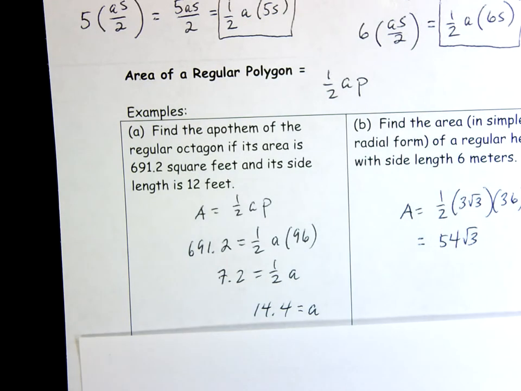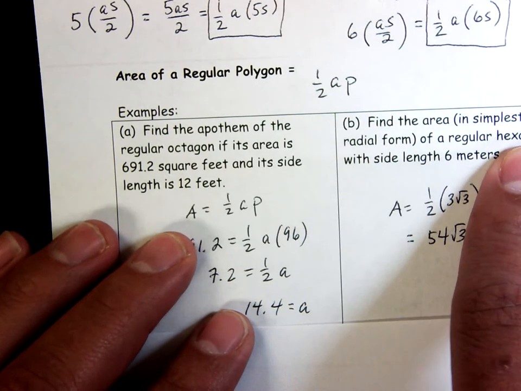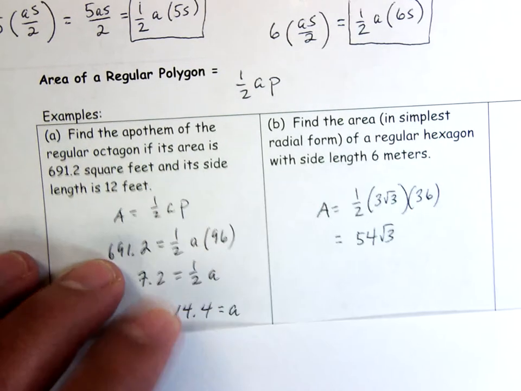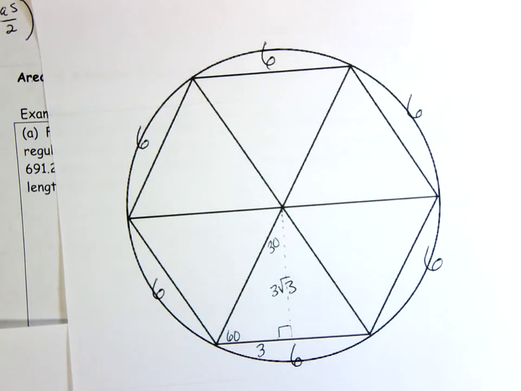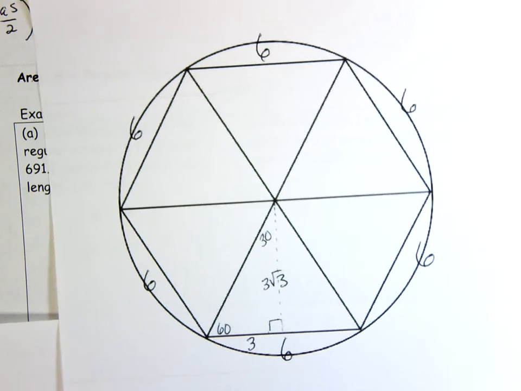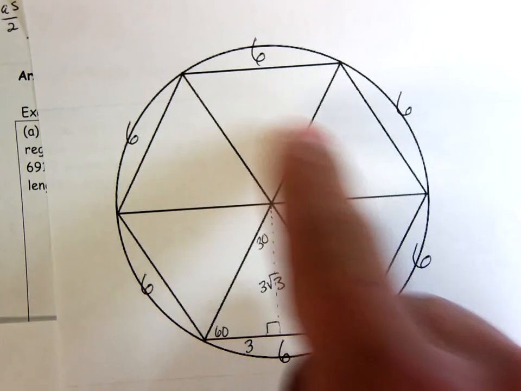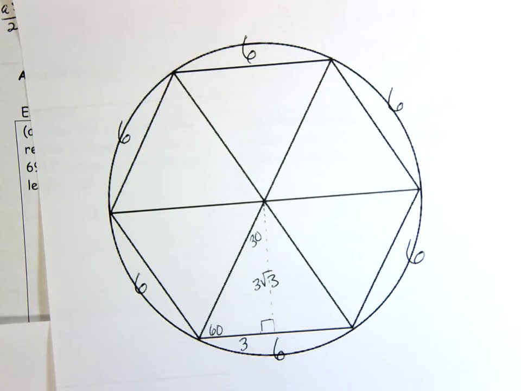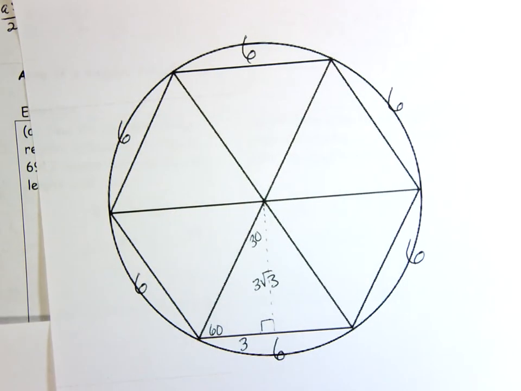All right, regular hexagon. It says find the area in simplest radical form of a regular hexagon with side length 6 meters. So I'm going to come here, and hopefully this makes more sense. There's my regular hexagon with side length of 6. What do I need to get the area? I need the apothem. The good thing about regular hexagons is that when I draw in my diagonals, it makes 6 equilateral, equal angular triangles.